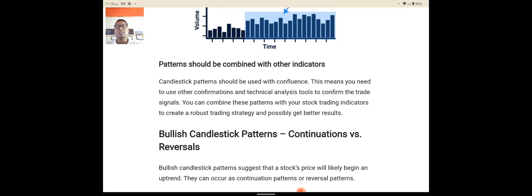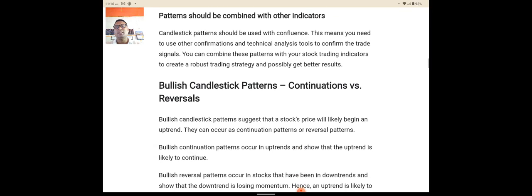relative strength index, the MACD and super trend.